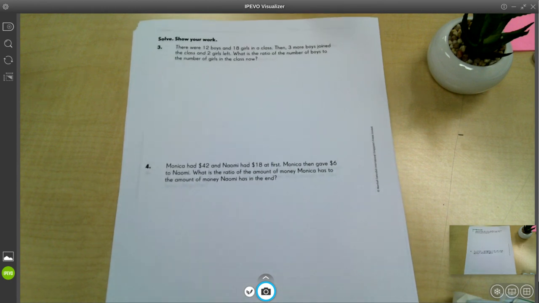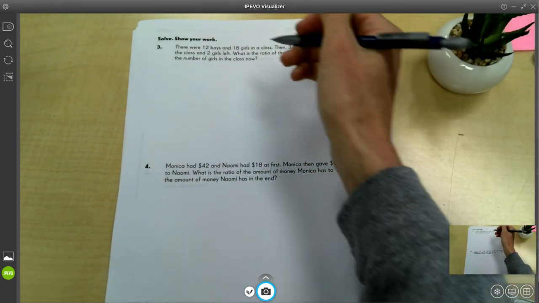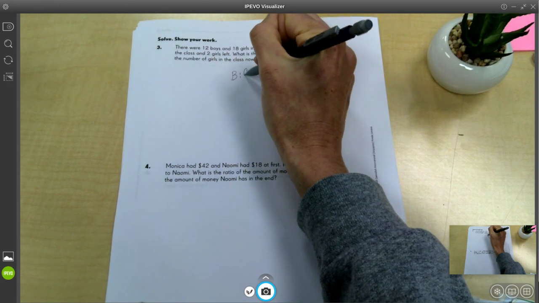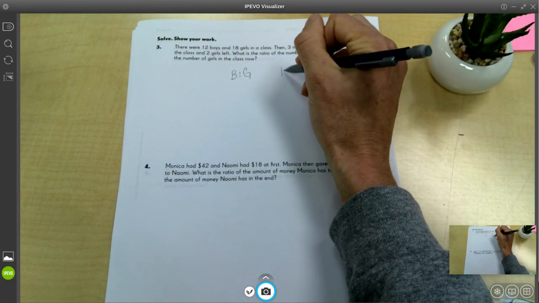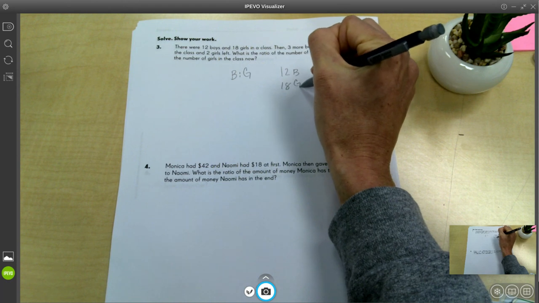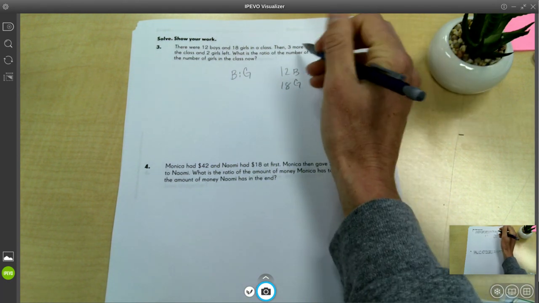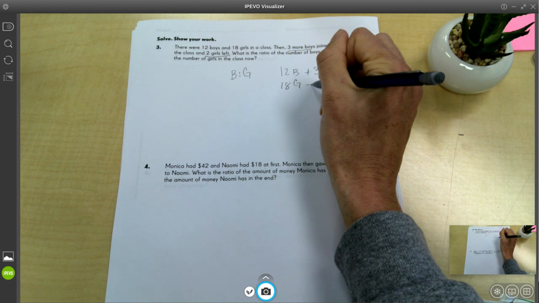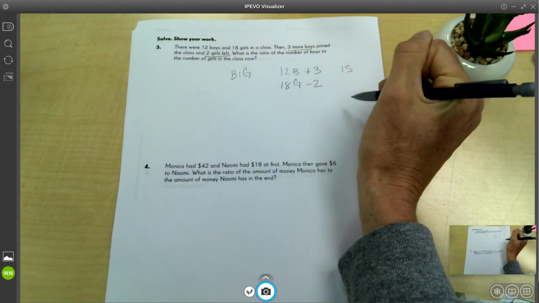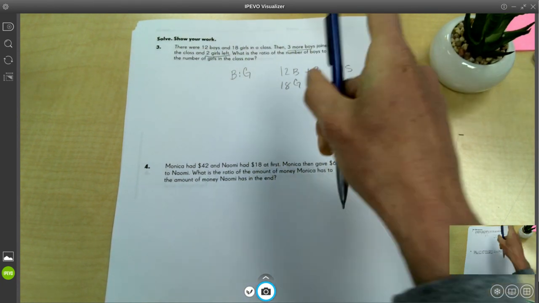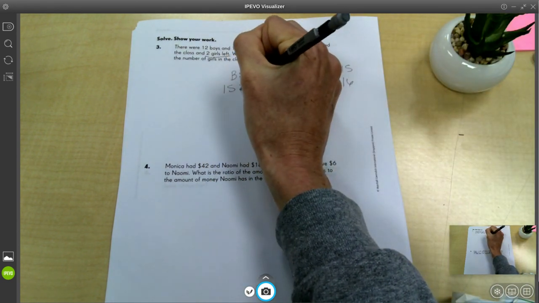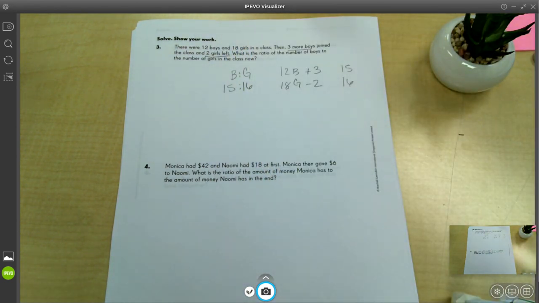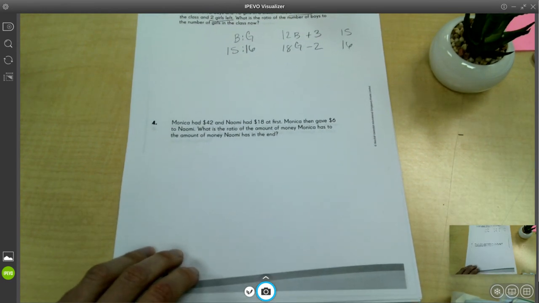All right, number 3. There were 12 boys and 18 girls in a class. Then 3 more boys joined the class and 2 girls left. What is the ratio of the number of boys to the number of girls in the class now? Boys to girls. We started off with 12 boys and 18 girls, plus 3 boys joined, 2 girls left, minus 2. We then had 15 boys to 16 girls, our ratio 15 to 16. Neither have the same factors, so that is our answer.